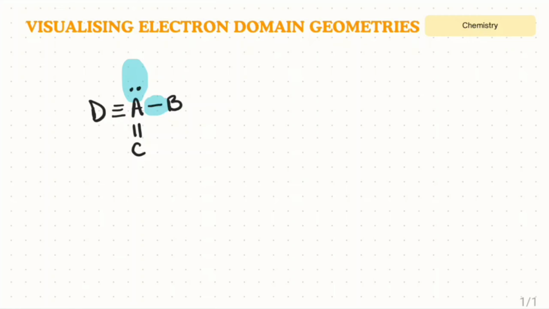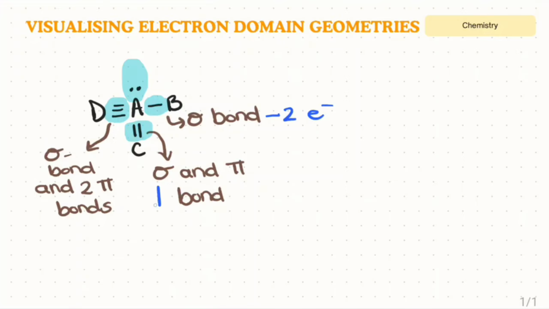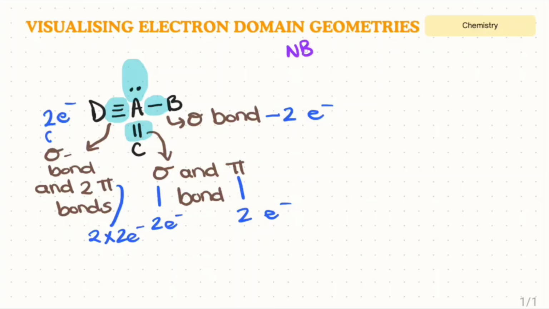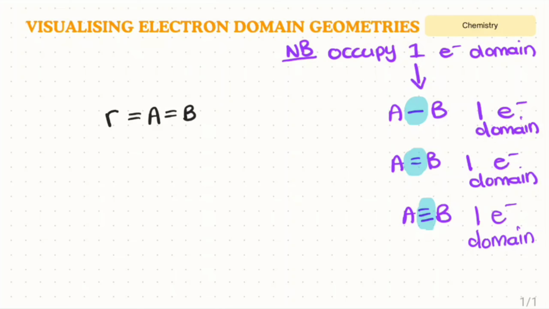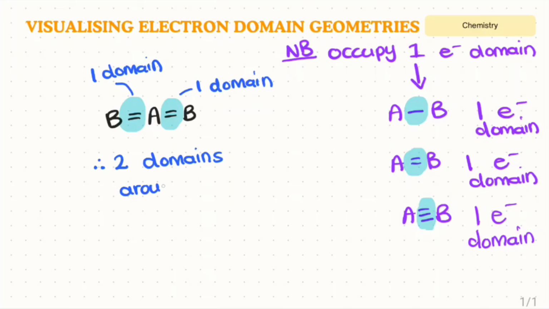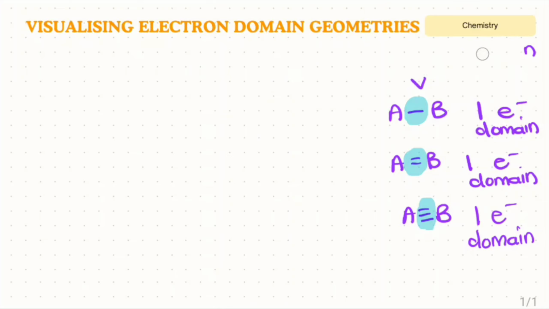Now it doesn't matter if it's a single bond or a double bond or a triple bond, because those bonds contain electrons that cause a high electron density around the central atom and would be an electron domain. So this is key: single bonds, double bonds, and triple bonds all occupy one electron domain. A single bond, one domain. A double bond, one domain. A triple bond, one domain. So a molecule that looks like this, with two double bonds, that's one domain, that's one domain. It doesn't matter how many bonds there are between atom A and B, it still counts as one electron domain, whether it's a double, triple, or single.